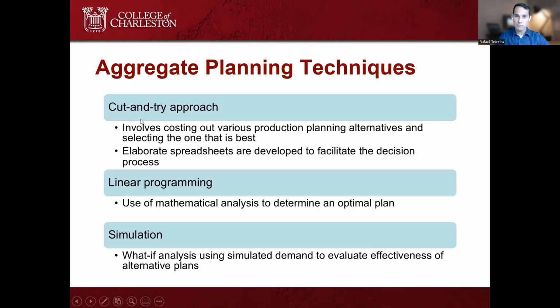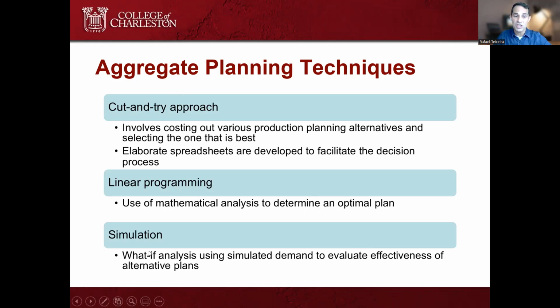So the first one has more subjectivity. The managers use their intuition together with elaborate spreadsheets, information, and data. But in linear programming, they just enter all the data, and then the software helps tell what's the best, what is the optimal production plan. Again, when and which products to produce.